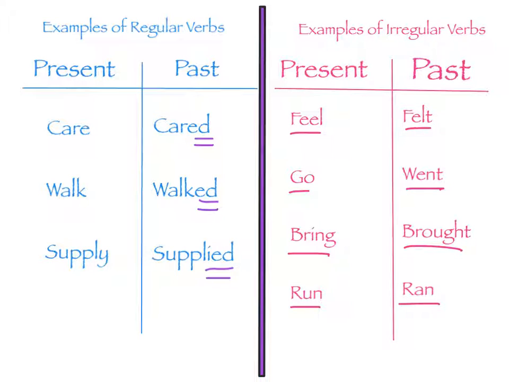So just remember the difference between regular verbs and irregular verbs. Regular verbs are verbs that can have a D, an ED, or an IED added to the end and still make sense. Irregular verbs are verbs that change completely from present tense to past tense by their spelling.